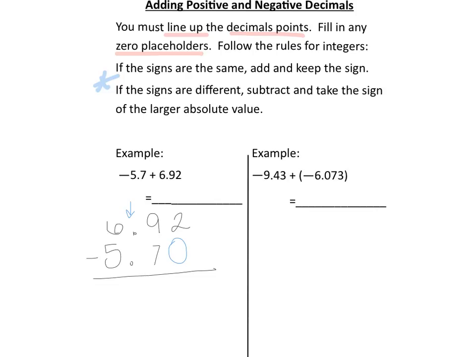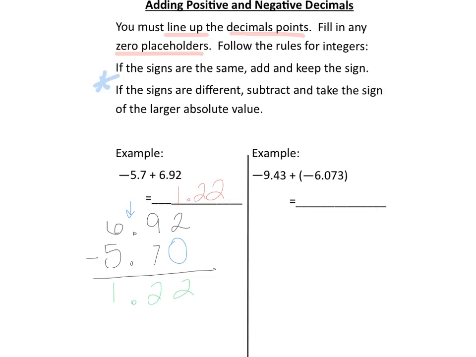Now we can go through and subtract. 2 minus 0 is 2. 9 minus 7 is 2. Bring down your decimal. 6 minus 5 is 1. So we know it's going to be 1.22, and we know it's going to be positive. The reason is 6.92 is the larger absolute value. We have more positives, whichever way you want to think about it. So you get positive 1.22.